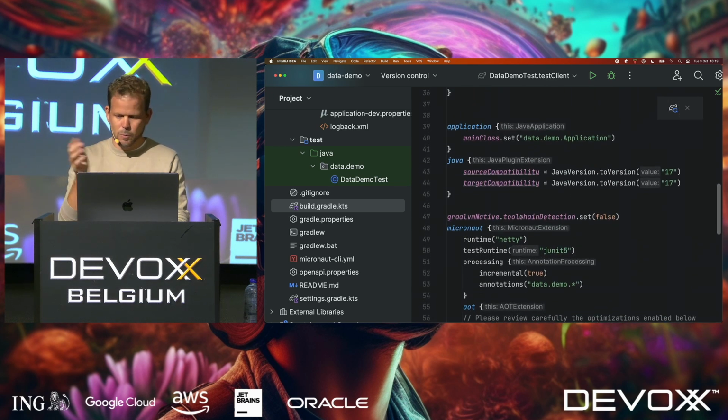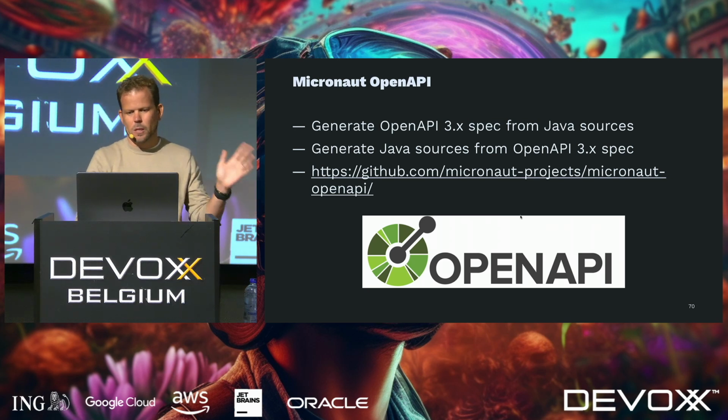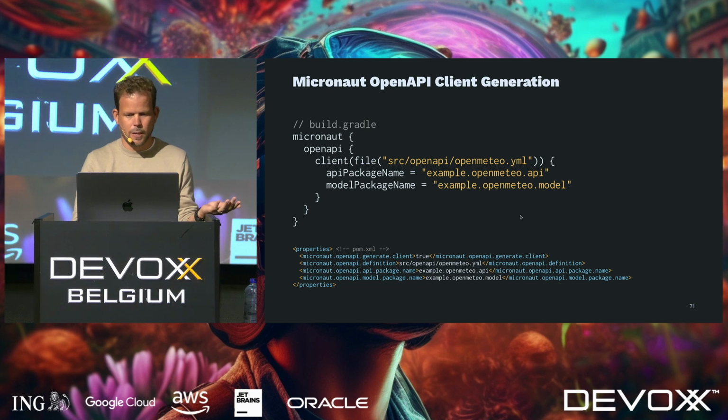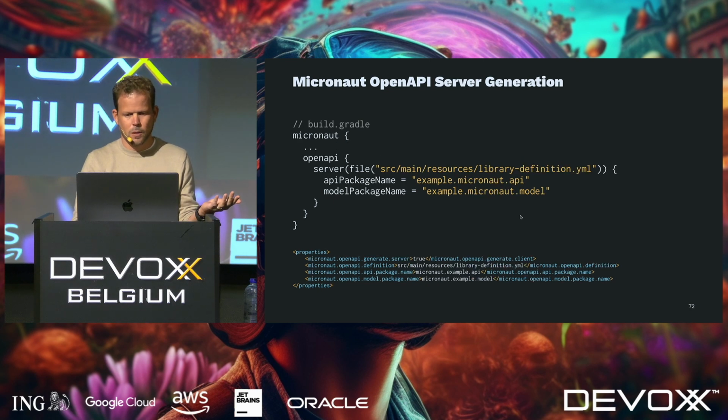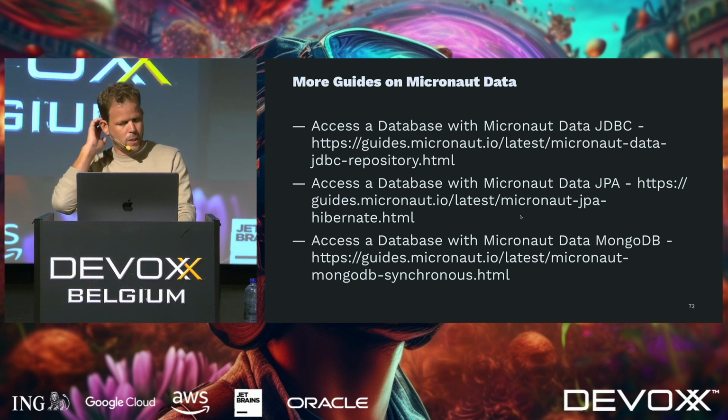And we have plugins for both Maven and Gradle for this, which is pretty awesome. So generate specs from Java sources, generate sources from OpenAPI specs, and it's based on the open source OpenAPI generator project. You can generate clients. You can generate server stubs that you implement in your logic, from an API definition, and it supports OpenAPI v3. If you want to find out more about Micronaut Data, you can access a whole bunch of guides that we have on Micronaut Data, and all of them are using Testcontainers and updated for Micronaut 4.